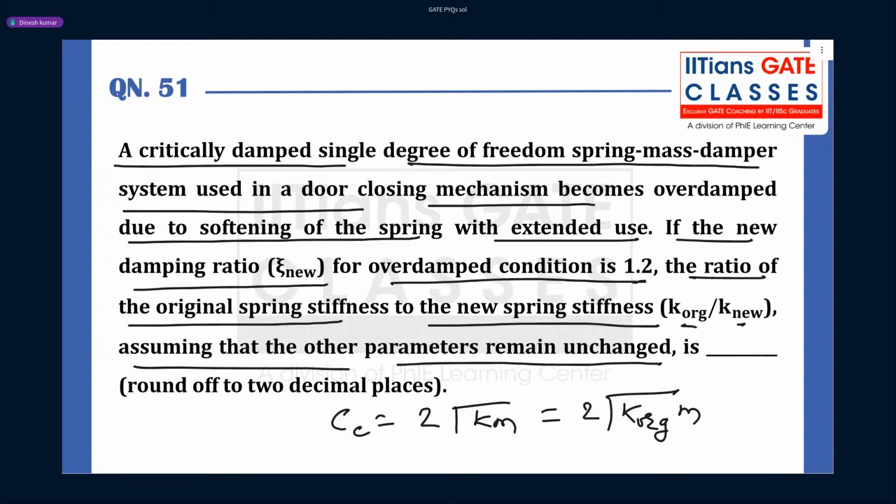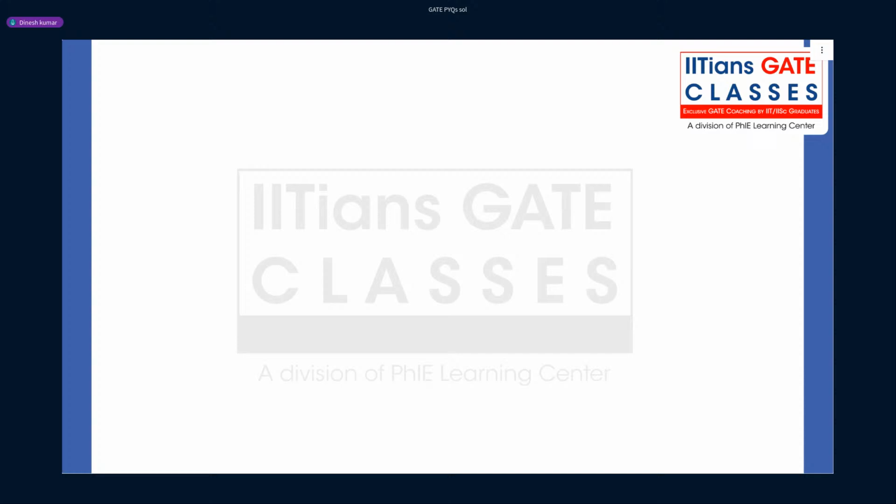Now in the problem, everything remains the same, but what is changing? Your K is changing. So your system became overdamped. And we know, guys, what is zeta? Zeta is C by Cc. Now guys, zeta they have given. Zeta is how much? 1.2.